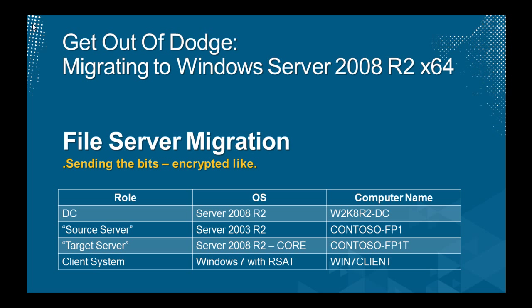Home-based server, once again, Windows 2008 R2-DC. My source server is the same box as last time, Contoso-FP1, running 2003. He's got a couple of data shares off of c/data that'll be migrated and have security ACLs for the marketing group and sales group. My target system is Server 2008 R2 core install Contoso-FP1T and verification once again with my Windows 7 system with Win7 client as the name with RSAT because I will be using the server manager tool to be able to attach up to and talk to my core install to be able to make some firewall changes a lot easier than doing it at the command line.